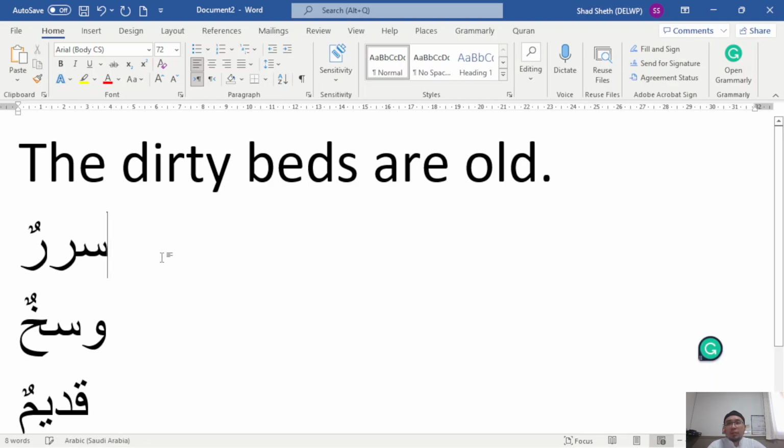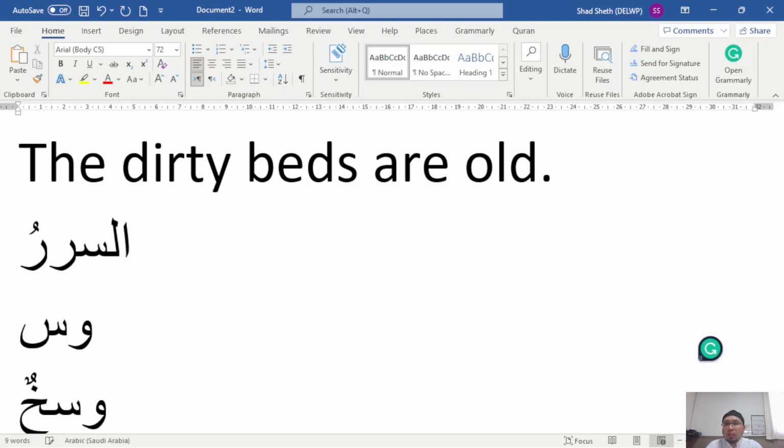What doesn't match? You said as-sururu, and then you say wasikhatun. What doesn't match? Not the gender, the gender matches. The singularity, plurality? The state, the status of the noun? Where's the alif lam? The alif lam is missing. This is common, isn't it? Wasikhatun, there's no alif lam.